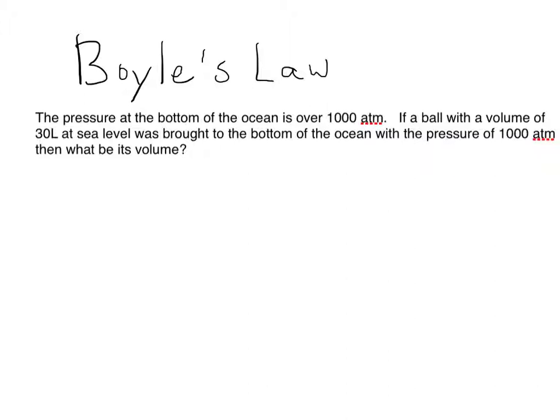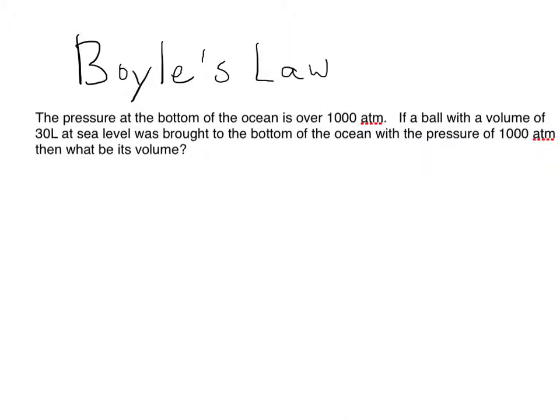Alright, so now let's look at the problem. It says the pressure at the bottom of the ocean is over 1,000 atm. If a ball with a volume of 30 liters at sea level was brought to the bottom of the ocean with the pressure of 1,000 atmospheres, then what would be its volume?